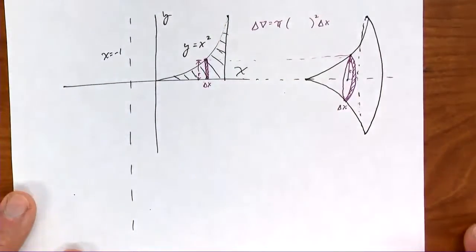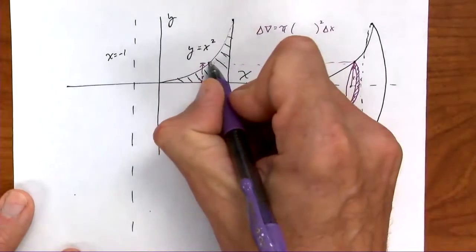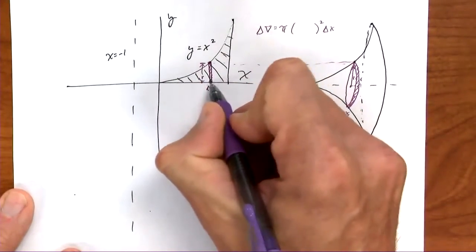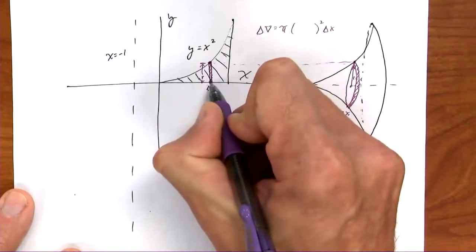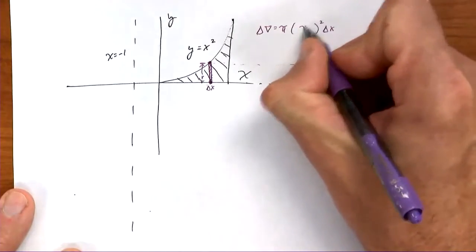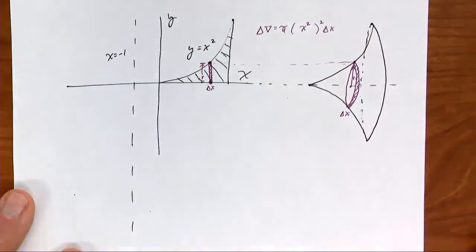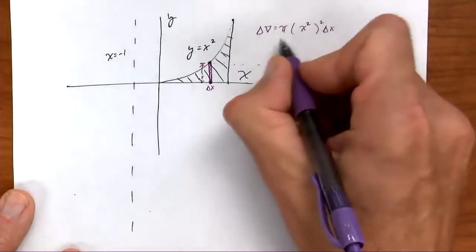Well, how do you find a vertical distance like that? You take the y value here minus the y value here. The y value here is x squared. The y value here is 0. So x squared minus 0, x squared. That's our radius. And of course, we still need to square that.